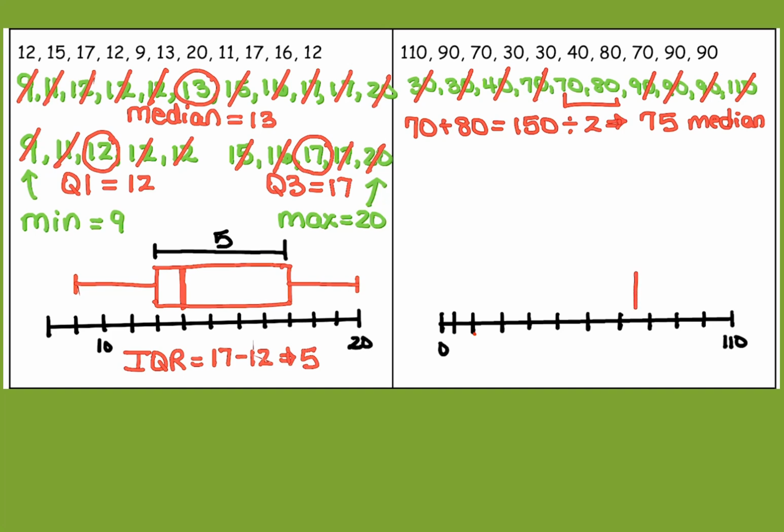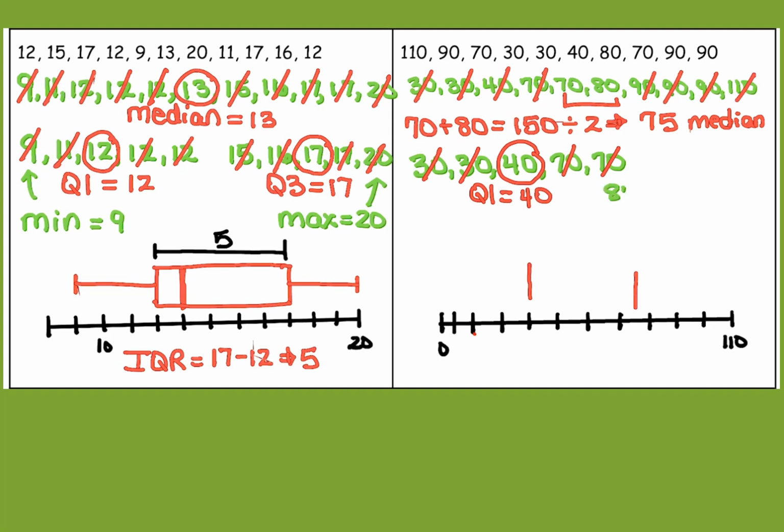Now let's mark 75 on our number line. Next, let's find the median of our lower quartile, which is our Q1. Let's list out the numbers in our lower quartile and then mark those off from least to greatest to find that middle number. Now our middle number is 40, so that means our Q1 is equal to 40. Let's mark that on the number line.